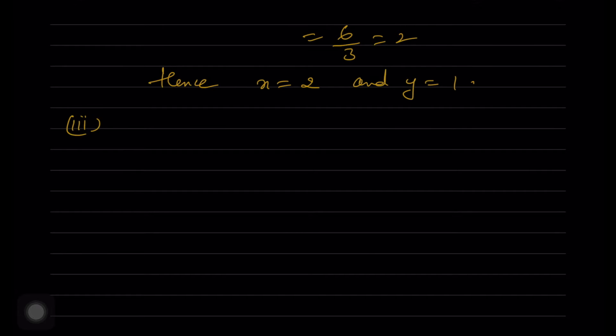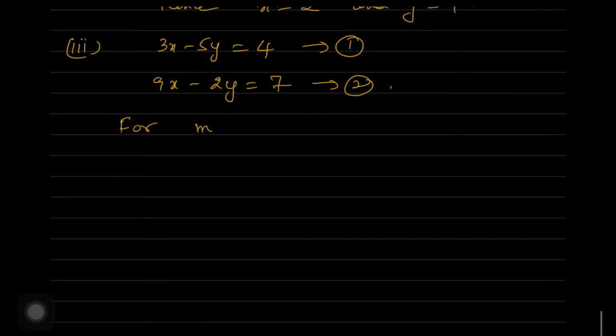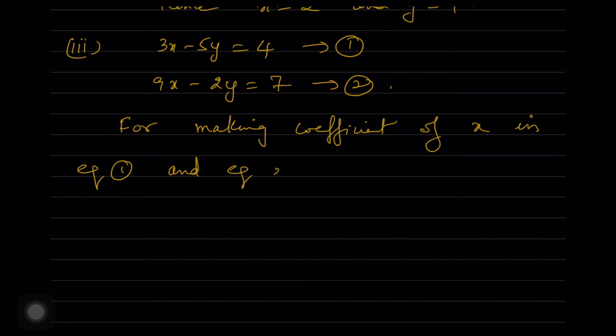Next, going into the third one. Third one is 3x minus 5y is equal to 4 is the first equation. 9x minus 2y is equal to 7. Now you can either make x coefficient same or y coefficient same. So now for making coefficient of x equal in both the equations, we multiply equation 1 by 3.